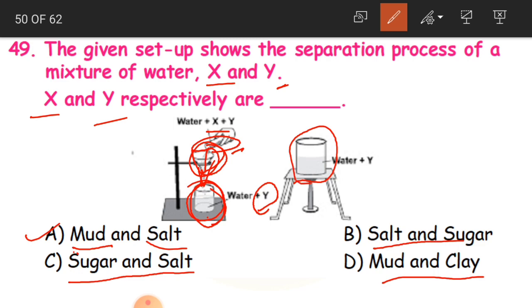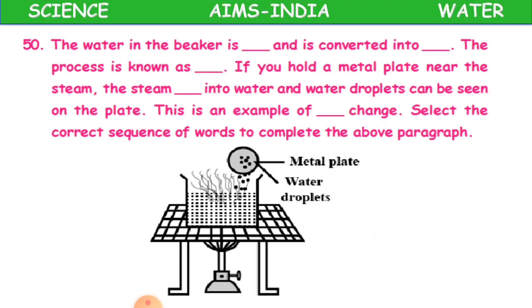Okay, children, so X is mud and Y is salt. Clear? Yes. Now we'll go with the 50th question, children. The water in the beaker is dash and is converted into dash. The process is known as dash.